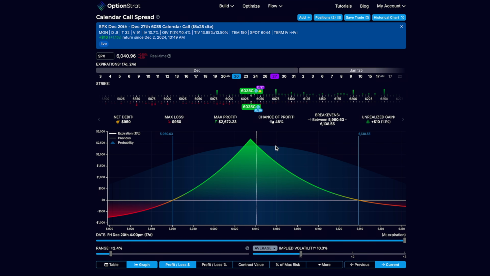The reason I'm calling it that is because this call right here was actually sold to open, and this call right here was actually bought to open. In other words, I am short this call and I am long this call. That is actually what makes up a calendar spread. When you submit the order, it is sent out simultaneously.